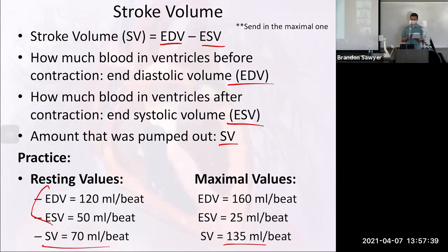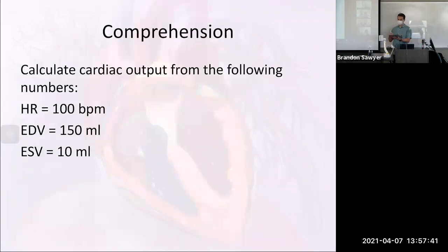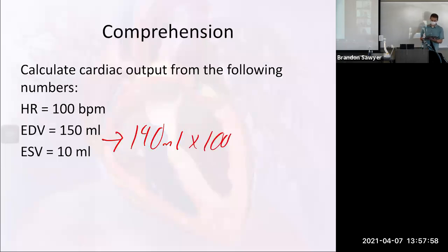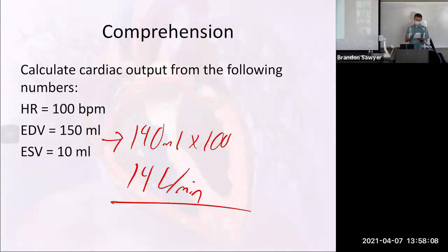Okay, we got that. Next one here, if you want to calculate cardiac output in this way, then we first of all need to calculate stroke volume. So what was our stroke volume here? Yell this out for me. 140, yeah, so 140 mils times that by our 100, okay. So what do we end up with? What is that, 14? Yeah, 14, okay, liters per minute, okay.